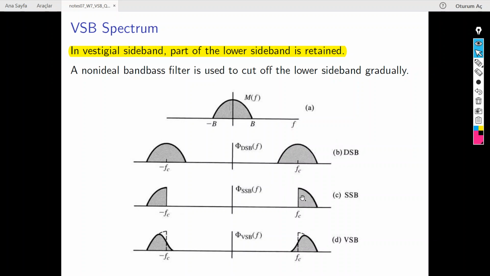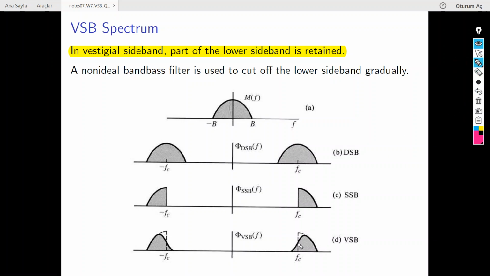In single sideband you cut it ideally, which is impractical, but it's applicable for certain cases like audio. But here in vestigial sideband, due to using a practical filter with some transition, you end up getting your modulated signal becoming something like this.